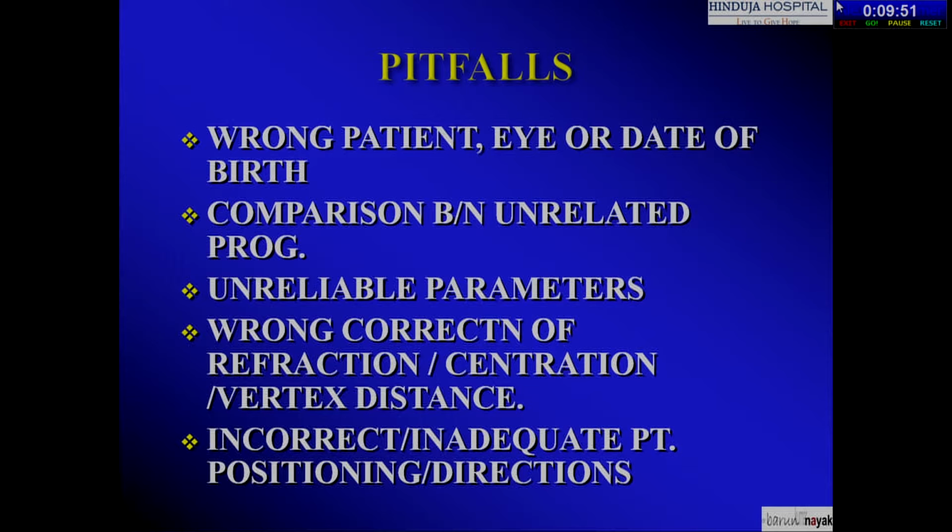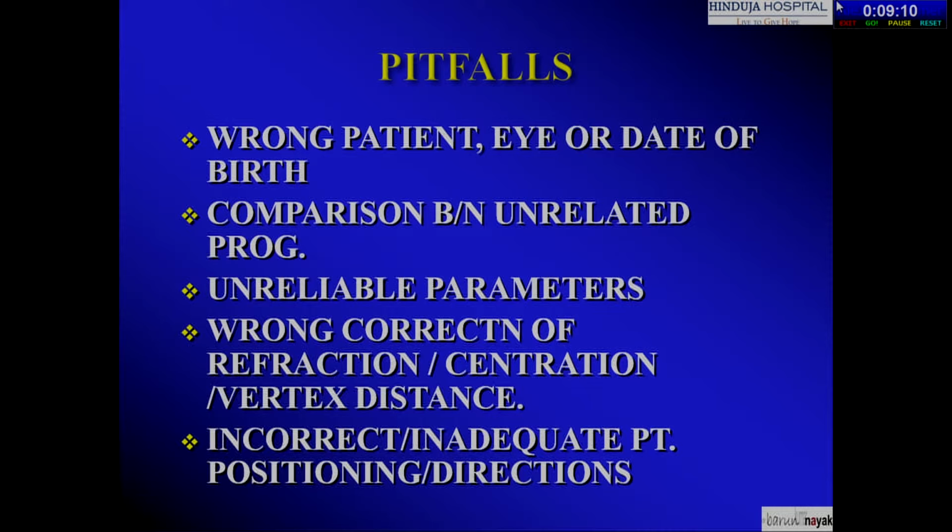You have to check for the wrong patient, the name, the wrong eye, and the date of birth. Because if the date of birth is wrong, the entire normative database changes, and so your comparative data becomes faulty. Also check for comparison between unrelated programs. If you are repeating perimetry, always use the same parameters and the same program, if you want to really compare over a period of time. Wrong correction of refraction, centration, and vertex distance will all give you a wrong perimetric outcome.